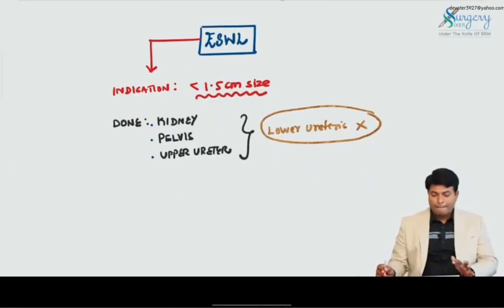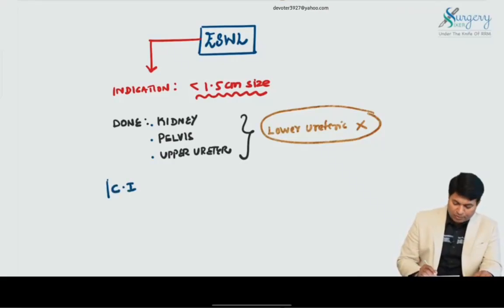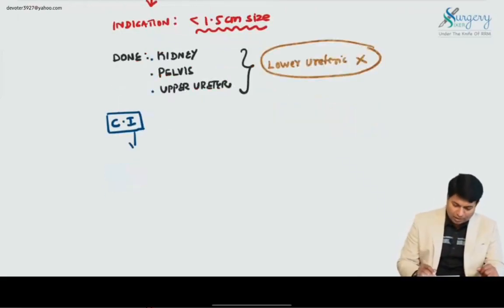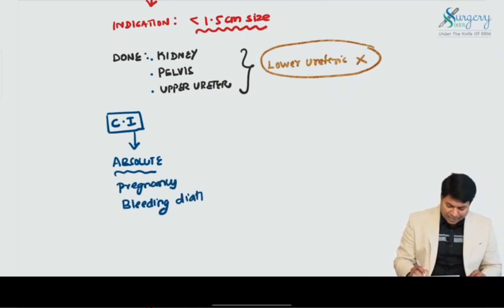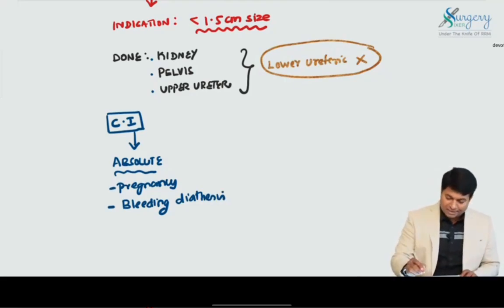Please remember the contraindications, a very important question for final years. Contraindications of ESWL are the following. Absolute contraindication, where you should never even think about it, is in pregnancy and bleeding disorders. A patient who has a bleeding diathesis, or pregnancy, it is an absolute contraindication.